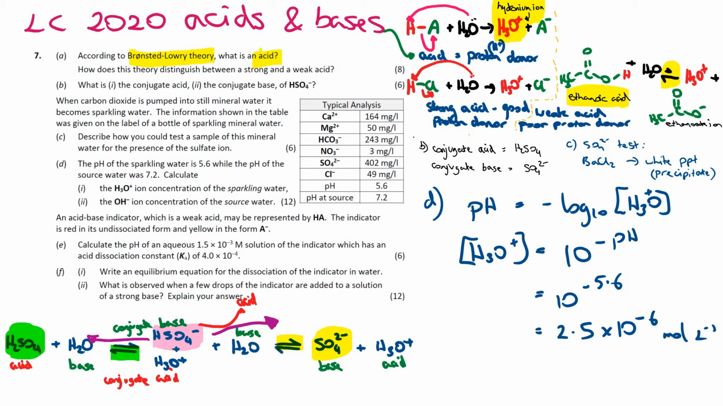You then ask the concentration of the hydroxide ion of the source water. Okay, so for this we're going to be using Kw, which is the ionic product of water. For more on that, see the video on the website. Kw is equal to the hydrogen ion concentration, or H plus concentration, times the OH ion concentration, which is actually equal to 1.0 by 10 to the minus 14.